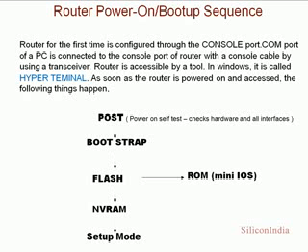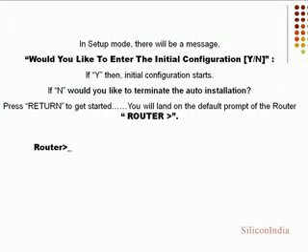And then, based on the configuration register value, if it is 2102, it takes the configuration from the NVRAM and goes to setup mode. In the setup mode, the first line that appears is: would you like to enter the initial configuration? If you say yes, you can set up your own initial configuration line by line. If you say no, it will terminate the auto installation. And then if you press enter, it will go to the user mode. That's called router user mode. The prompt will look like Router followed by the greater than symbol.